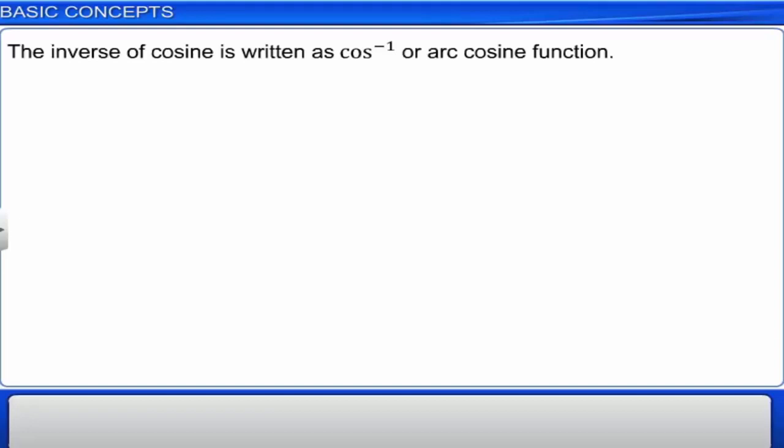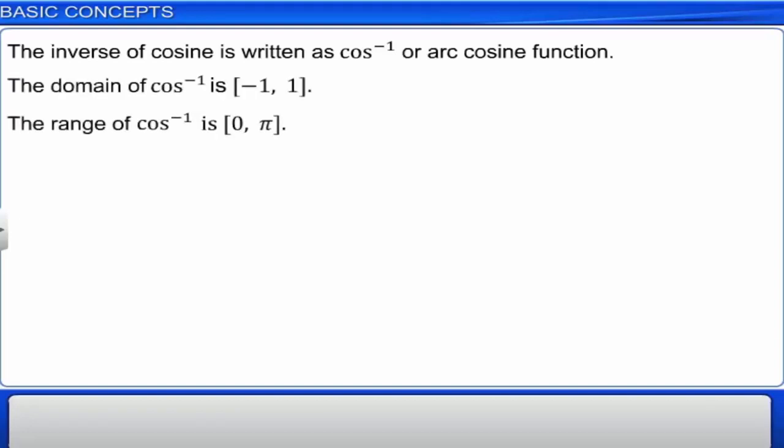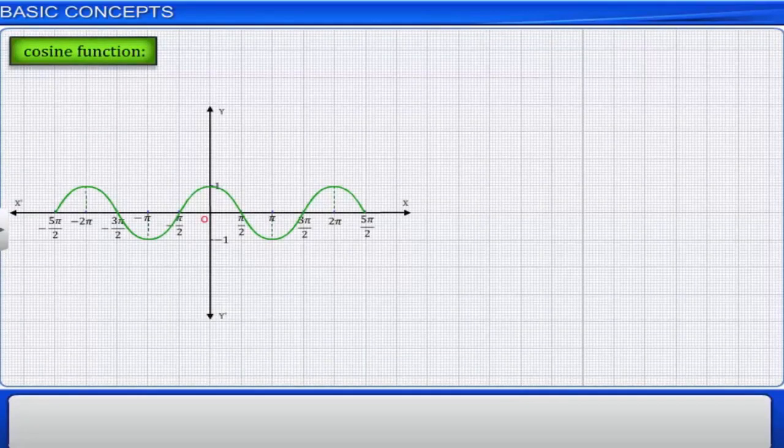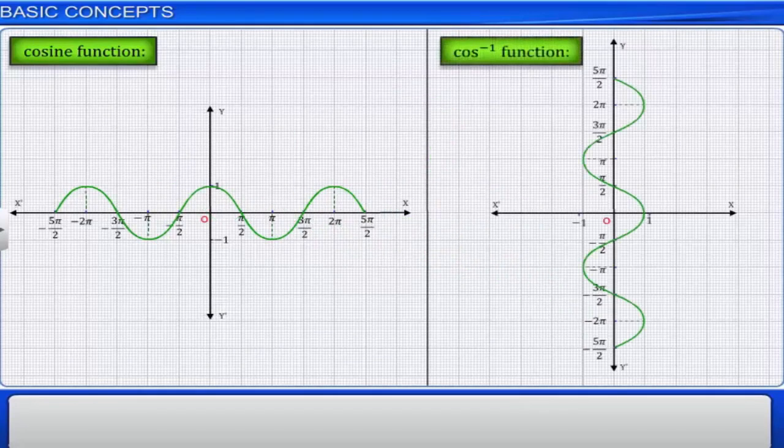The domain and the range of the cosine inverse function are closed interval -1, 1 and closed interval 0, pi, respectively. The branch with the range 0 to pi is known as the principal value branch of the cosine inverse function. The graph of the cosine inverse function can be obtained by interchanging the x and y axes in the graph of the cosine function. Similarly, working on the same lines, the other four inverse trigonometric functions can be defined.